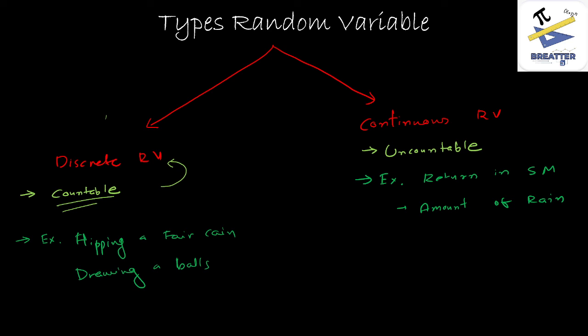So discrete random variable and continuous random variable. Based on this, there are types of probability distribution that we will discuss in upcoming videos.